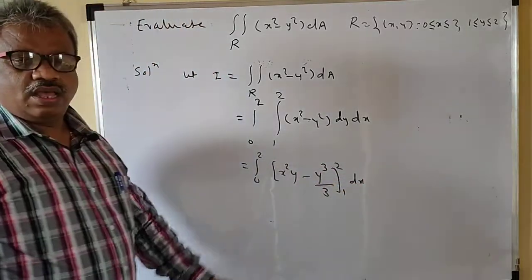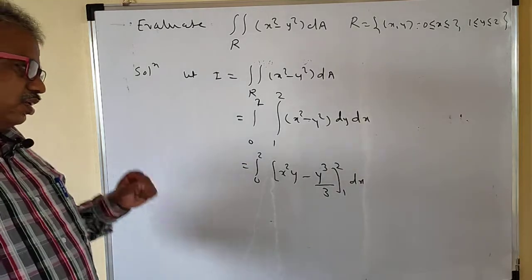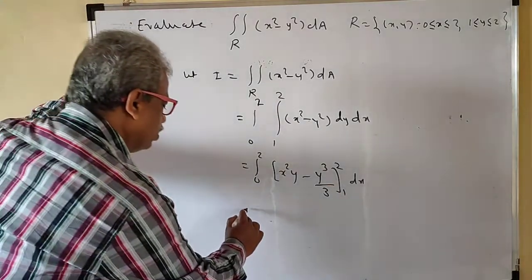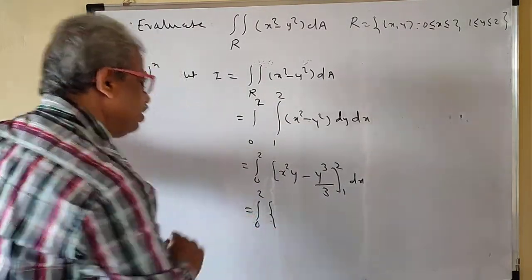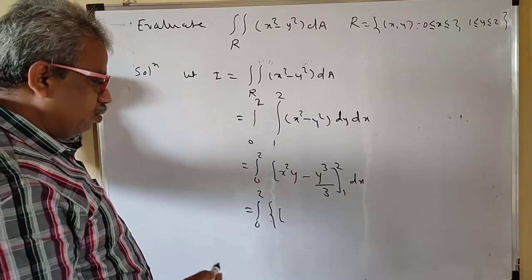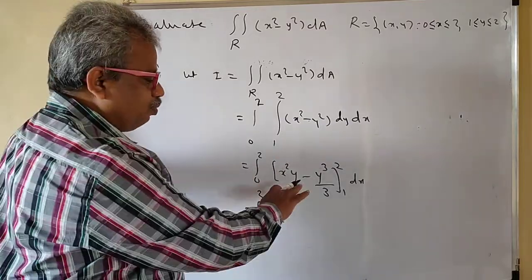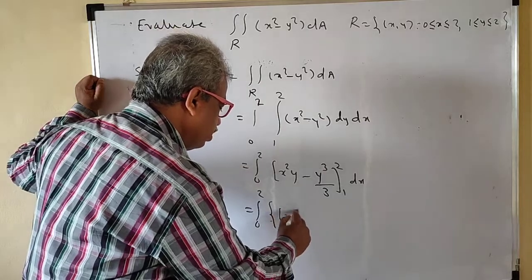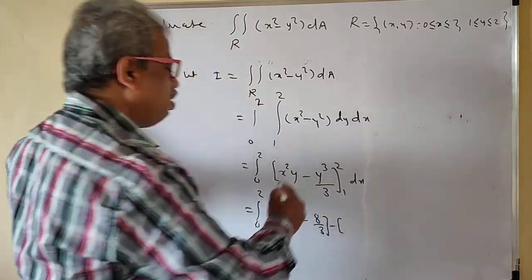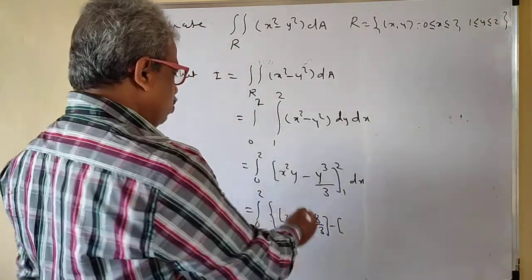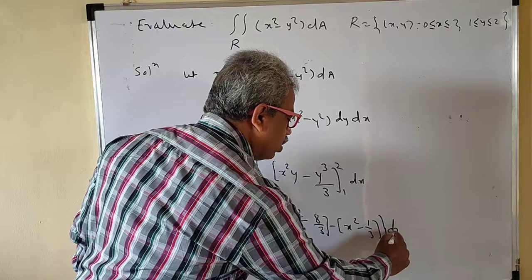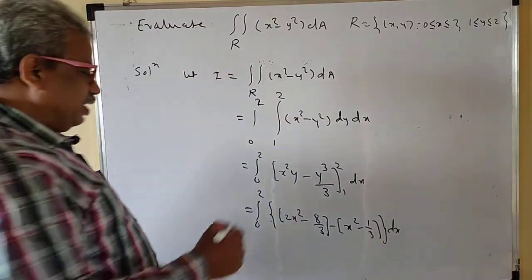Same as usual now. We'll put y equal to 2 first and then y equal to 1, upper limit and lower limit. I write it in curly brackets, x from 0 to 2. Putting the upper limit: twice x square minus 8 by 3. Minus, putting the lower limit: x square minus 1 by 3. Now I will simplify this.